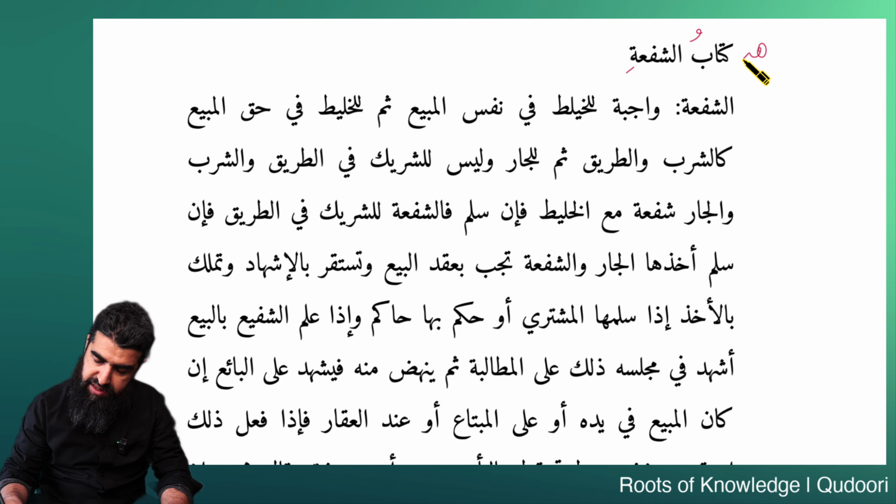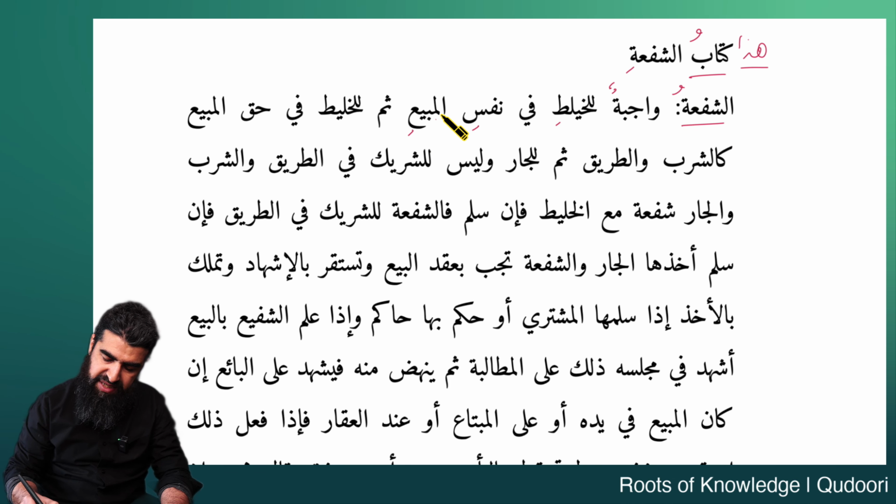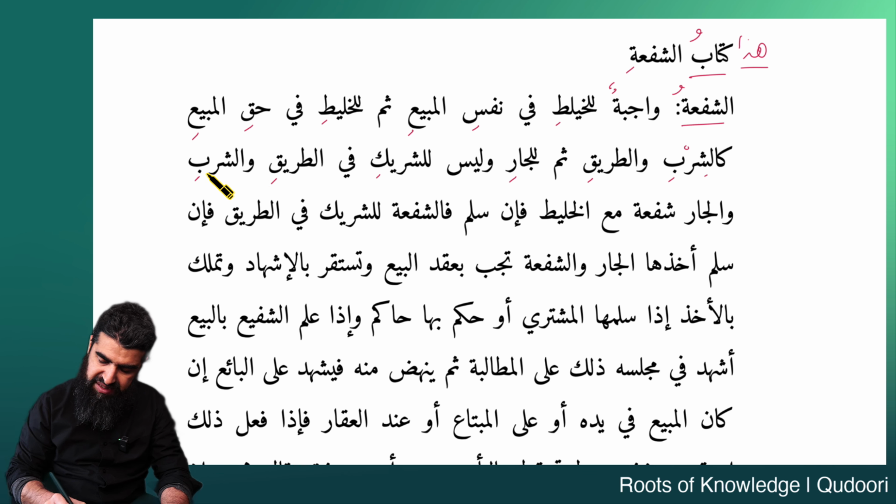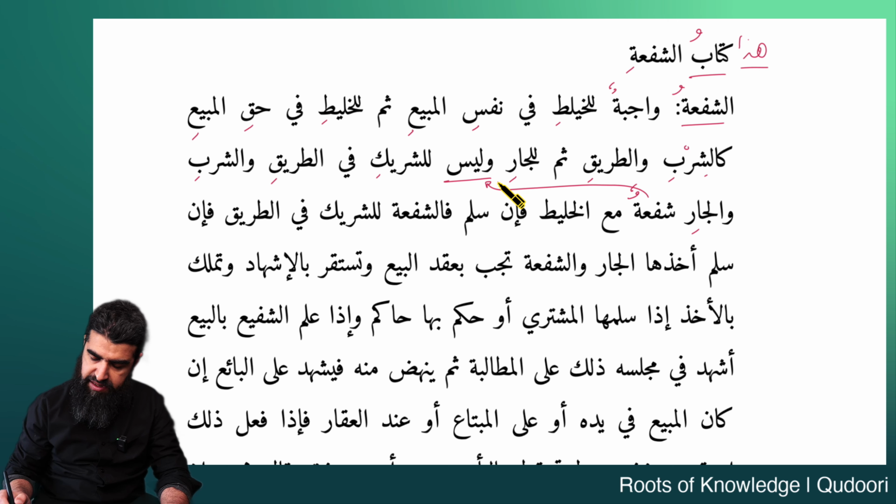So هذا كتاب الشفعة مبتدأ خبر. شفعة مبتدأ واجبة خبر للخليط جار مجرور في نفس المبيع ثم للخليط جار في حق المبيع كالشرب والطريق ثم للجار جار مجرور ليس للشريك في الطريق والشرب والجار شفعة. This is the ism of ليس. So it goes back to ليس.